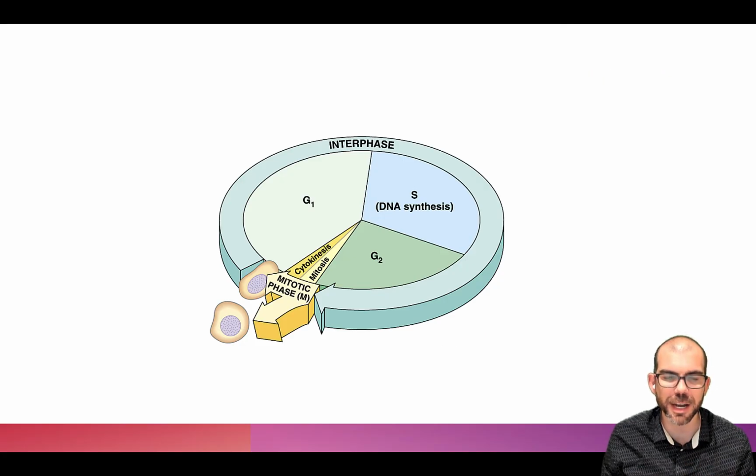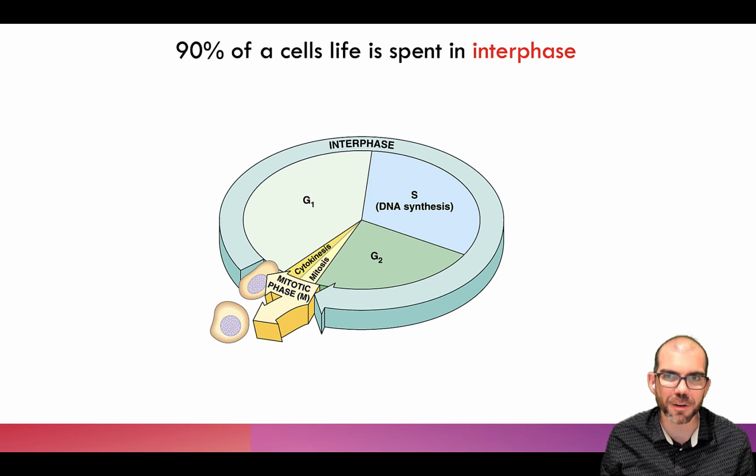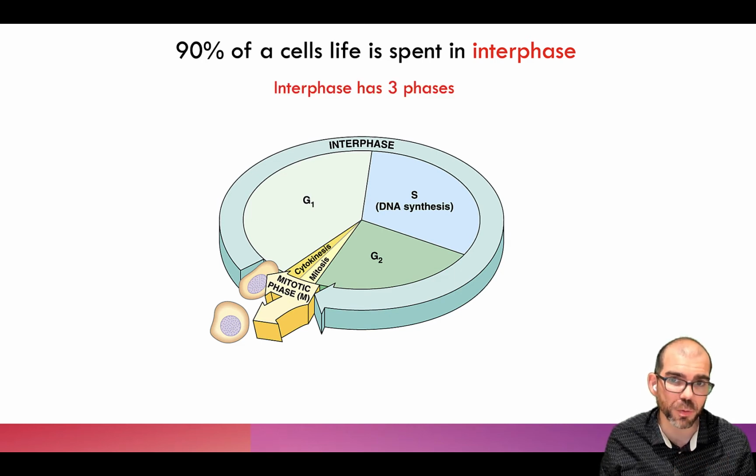Here you can see a diagram of that right in the middle. So here is the life cycle of a cell. Notice that the largest part of a cell's life cycle is interphase. Interphase is the phase that makes up most of a cell's life cycle, specifically 90% of a cell's life. Now, interphase does have 3 specific growth periods.